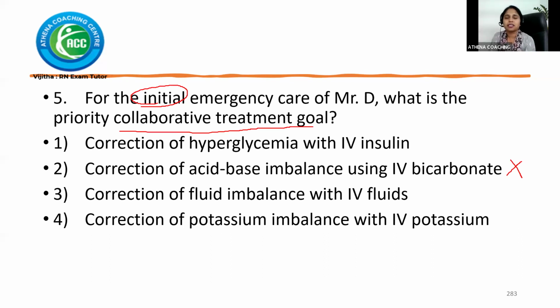When you start hydrating, the fluid volume increases, and that helps to remove the ketones formed within the body. Definitely you have to start insulin as well, but the priority care is fluid and electrolytes. Okay, clear? Okay, another question.